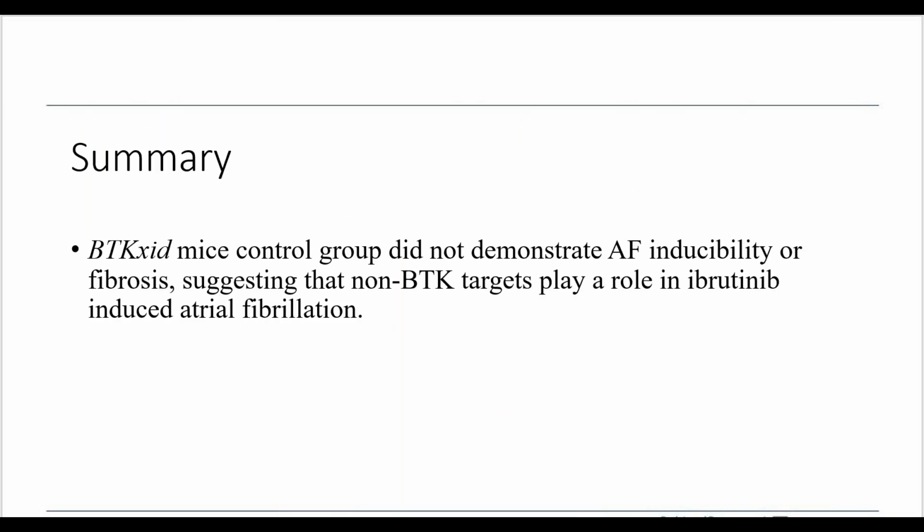Again, it's the same function, the same as I mentioned earlier. Just to recap, the BTK mutated mice that have loss of function did not show atrial fibrillation, but the mice that received ibrutinib showed an increase in atrial fibrillation and fibrosis. That would make us think that the atrial fibrillation is really an off-target effect. So it's not due to the intended function of ibrutinib.